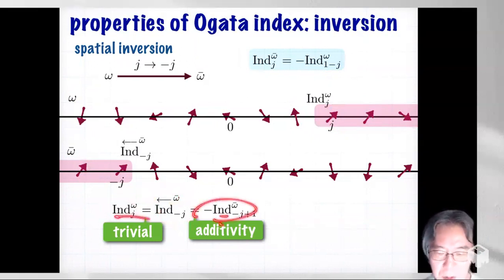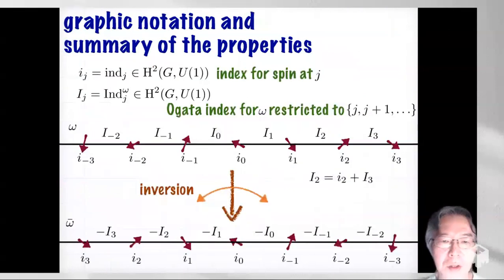So this equals this. Okay. But you don't have to worry about this too much. This graphical representation is enough. So this is a summary of the useful properties of Ogata index. Ogata index, the definition is very difficult, but to use it is rather easy. You should only know this rule.